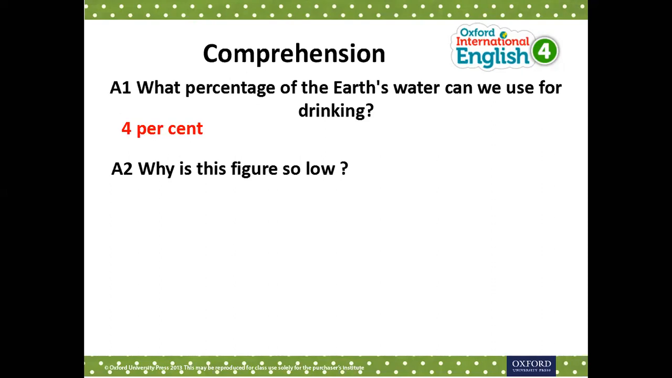That's correct. Because the rest of the water we cannot use for drinking. So because most of the water on earth is salty, only 4% of the water around the earth is sweet, so we can drink it, but the rest is salty. Answer it. 2A. You can copy.